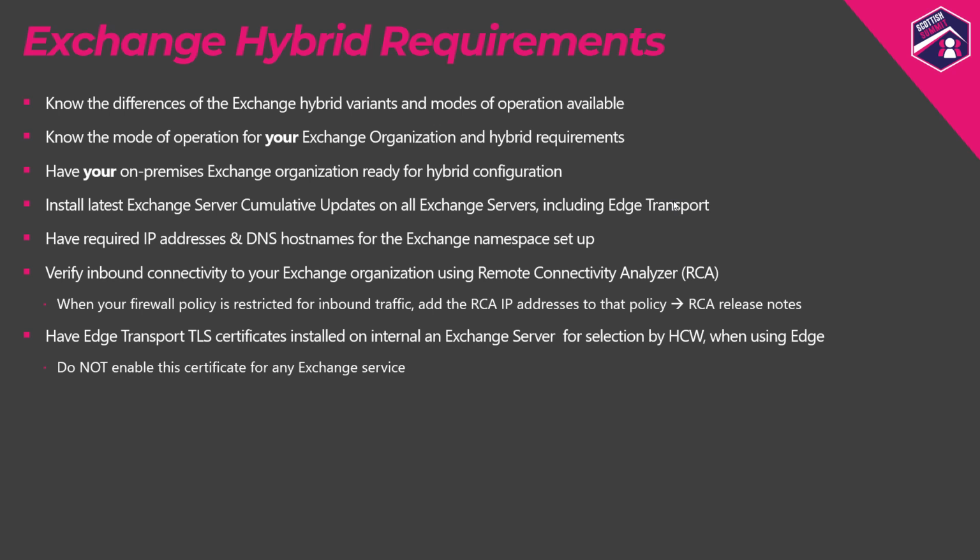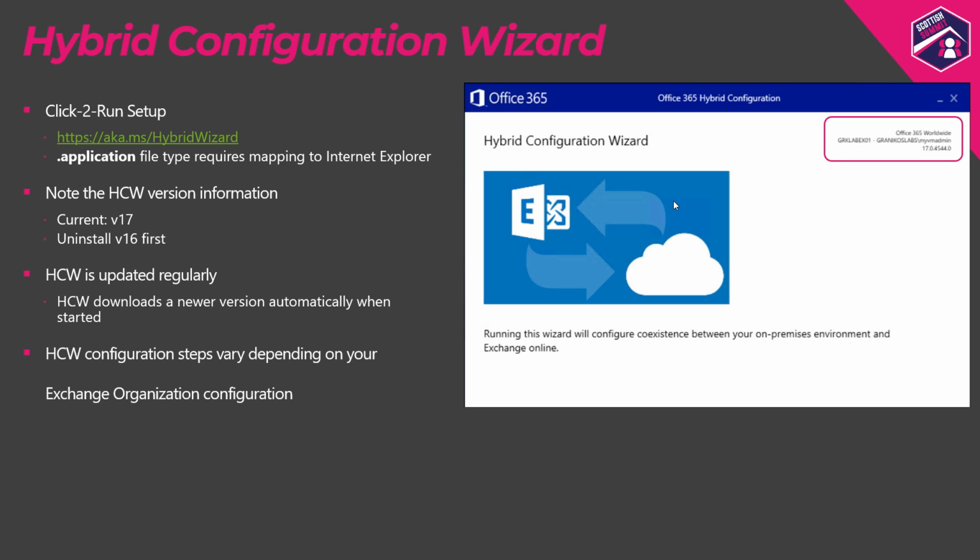When you use Edge Transport, ensure that the TLS certificate used by Edge Transport is installed on at least one Exchange server in the on-premises org. But definitely do not enable that certificate for any Exchange server. It just needs to be in the certificate store for selection by the hybrid configuration wizard. And again, ensure that you've enabled the Exchange Hybrid option in Azure AD Connect first and have done at least one synchronization run between the two environments.